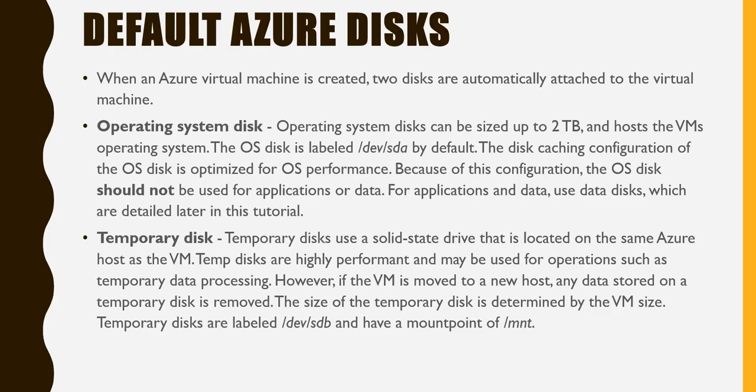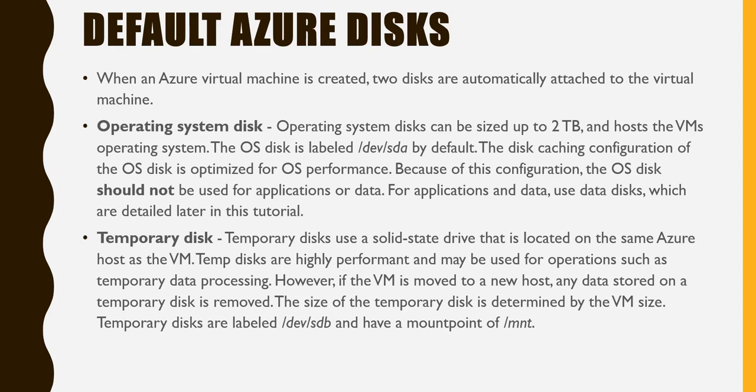Default Azure disk. When an Azure virtual machine is created, two disks are automatically attached to the virtual machine. It belongs to the Windows and Linux VM, both. So the one is the operating system disk. Operating system disk can be sized up to 2 TB and host the VM operating system. The OS disk is labeled /dev/sda by default. It differs for the Windows VM. The disk caching configuration of the OS disk is optimized for OS performance. Because of this configuration, the OS disk should not be used for applications or data. For data, for the application, we have the data disk.